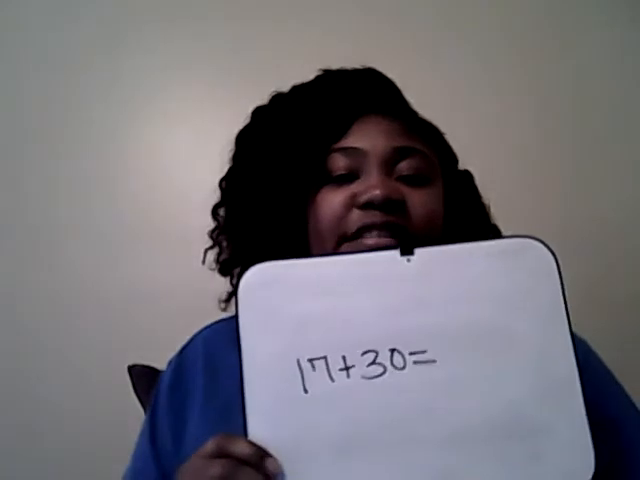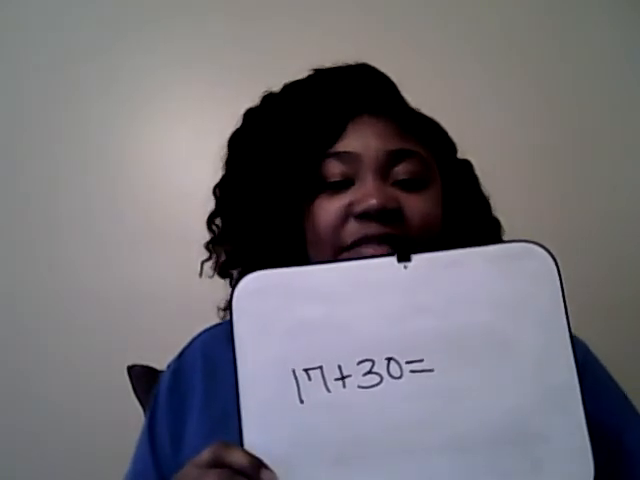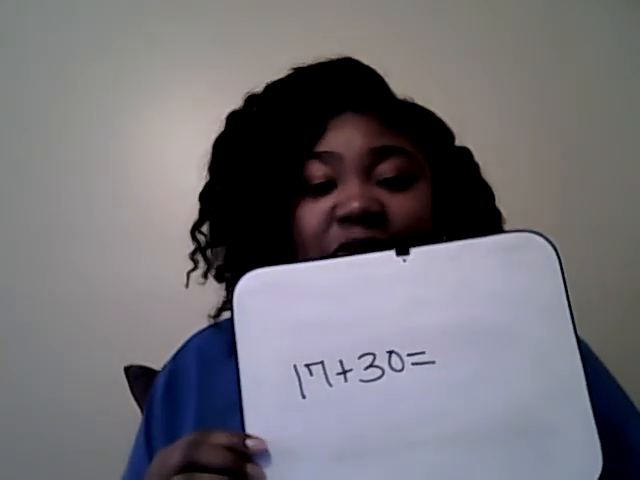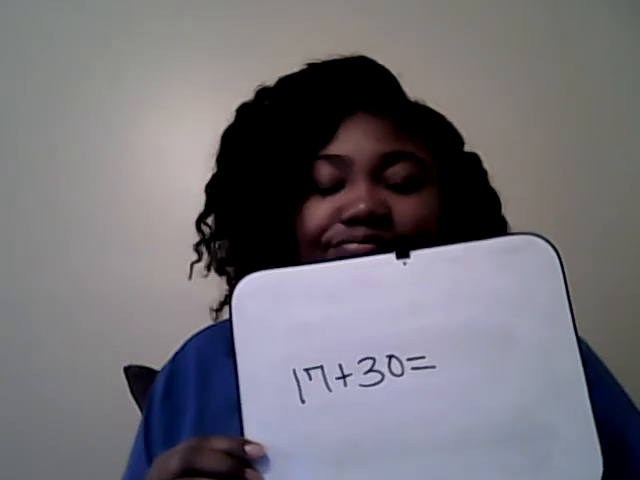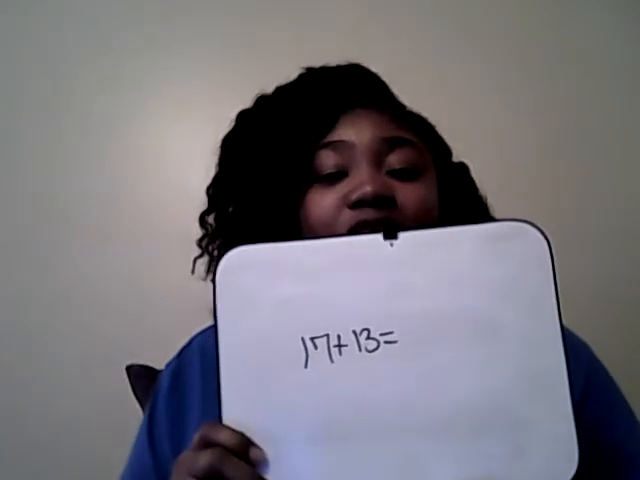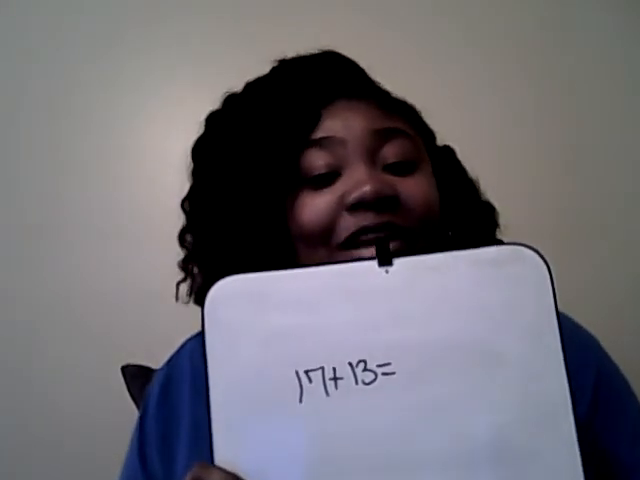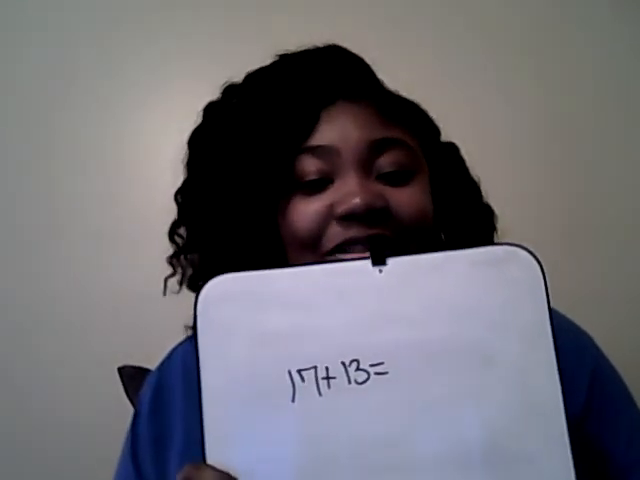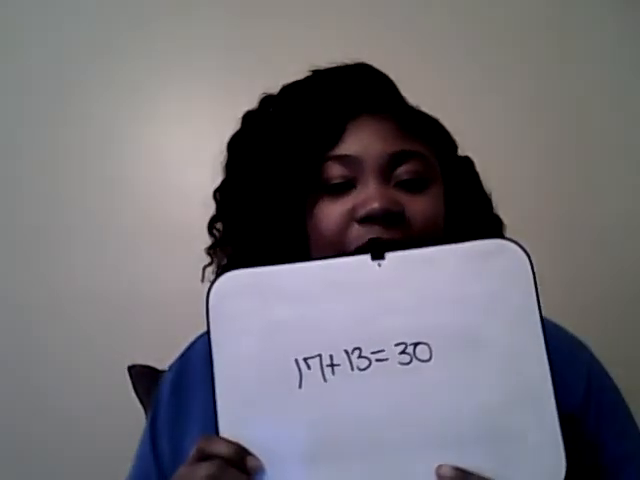We have 17 plus 13. They have the same sign, which is no sign, so I'm just adding them all together. I gave you guys the answer. You should have it, because I just erased it. 17 plus 13 is 30. Okay. Let's go to the next one.